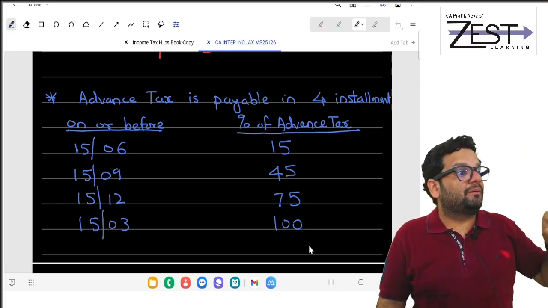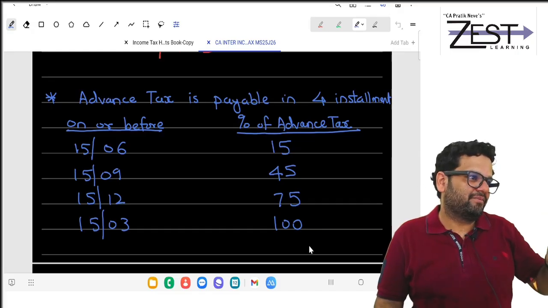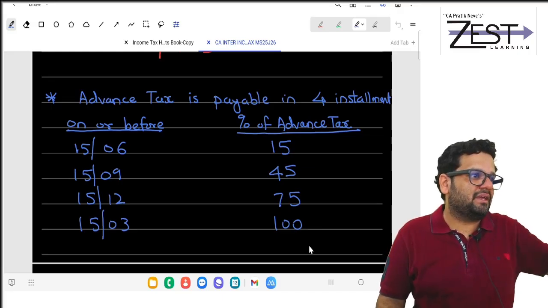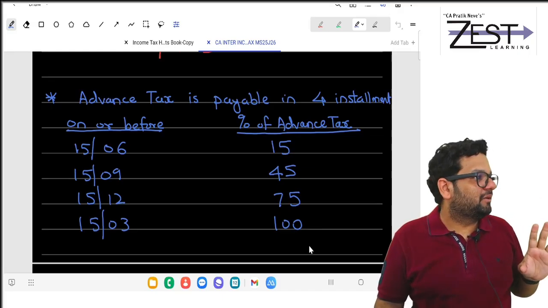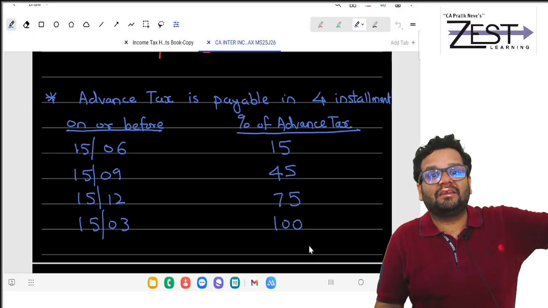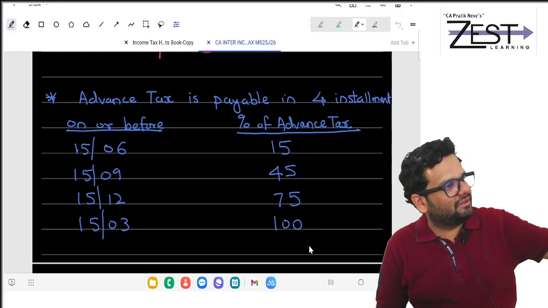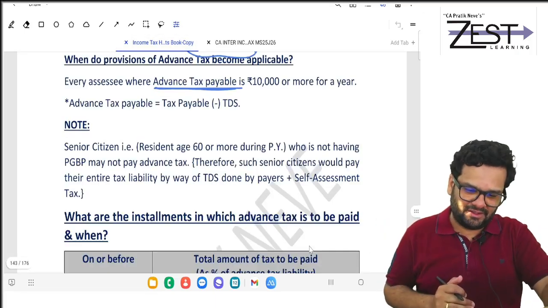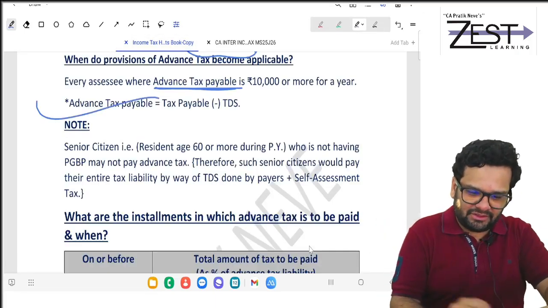So we are going to learn about 3 interests. Interest under 234A, B, C. But first I have to learn C, then B, then A. I'll go in the reverse sequence. Why? You will understand. So you understood this.